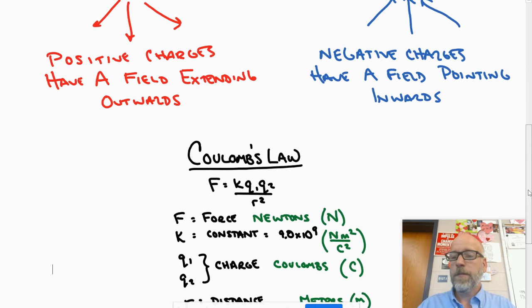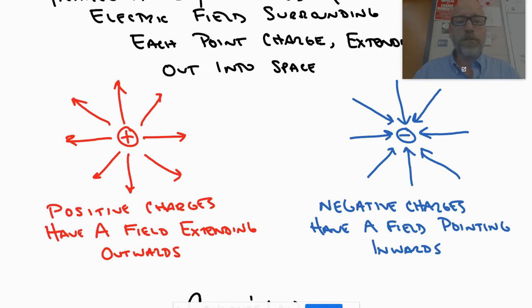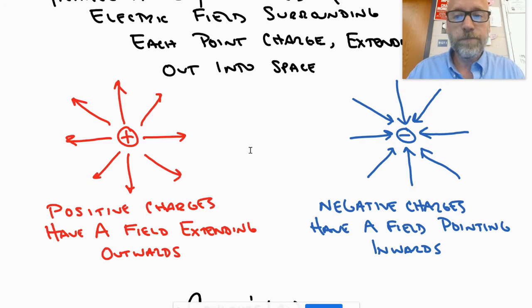Now, by definition, he says that positive charges have a field that extends outwards, and a negative charge has a field that extends inwards. So we would draw those arrows out from a positive charge in towards a negative charge. We studied that last year.